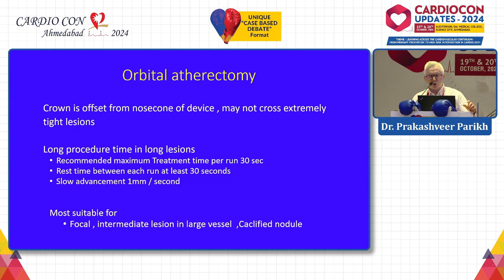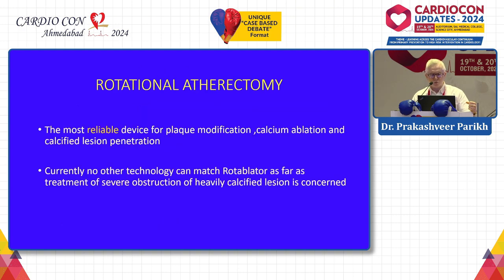Secondly, when you use orbital atherectomy, you require a long time if you want to treat a long lesion, because the recommended maximum time of one run is 30 seconds. After each run, you have to give rest time for at least 30 seconds. And you have to advance the orbital atherectomy catheter very slowly, only 1 millimeter a second. So if you have a long lesion to treat, orbital atherectomy will take a long time. So it is most suitable for focal intermediate lesions in large vessels and for treating the calcified nodule.